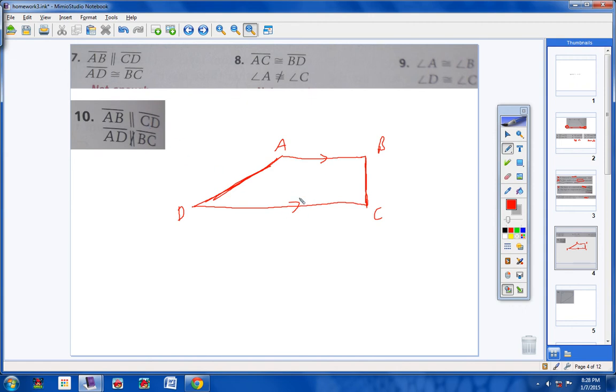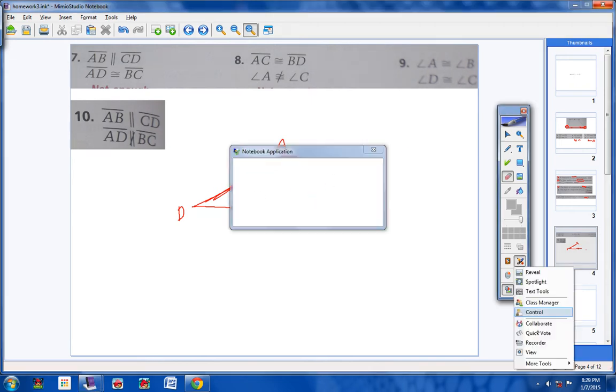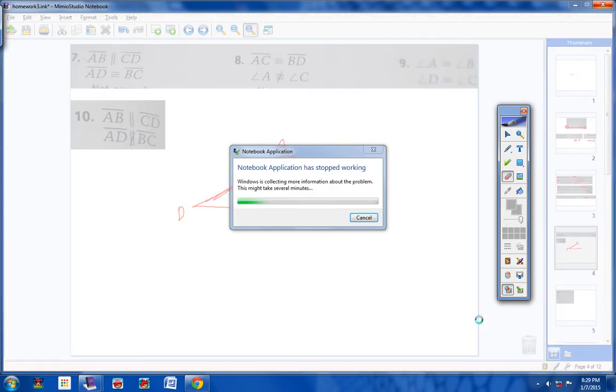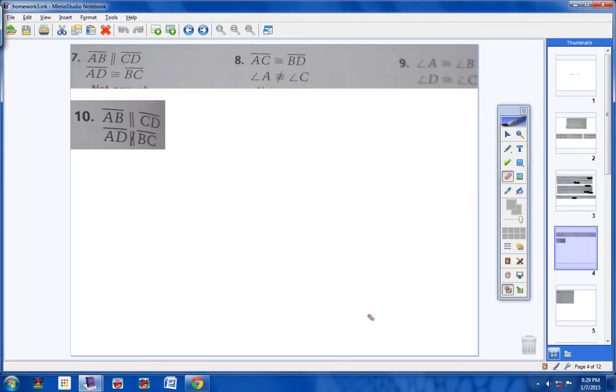But do I have an isosceles trapezoid? Not at all, no. So all 4 of these, 7, 8, 9, and 10 were not enough information. Okay? Alright, let's continue on. And once again, my program keeps shutting down, so not sure why it's doing that, but let's go ahead and continue on now to numbers 11 through 14.